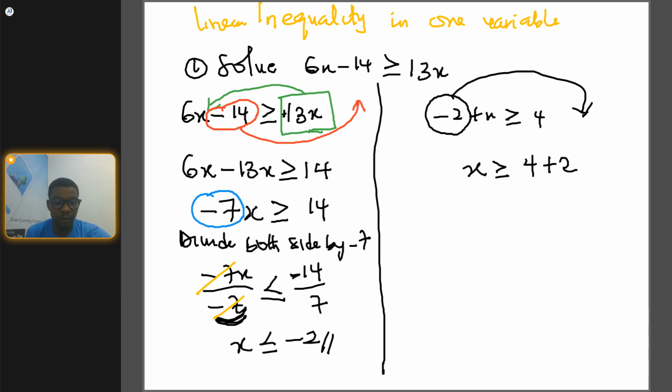Now let's take the second question under that. Permit me to wipe the board while we are taking the second question under linear inequality in one variable. We are still under linear inequality in one variable. Now let's consider this question.